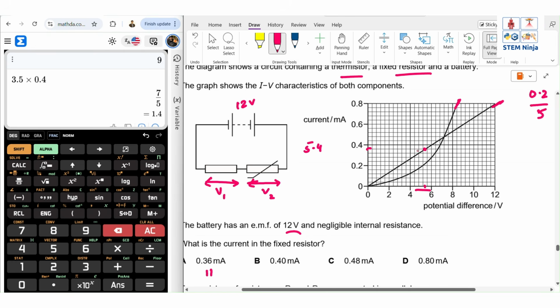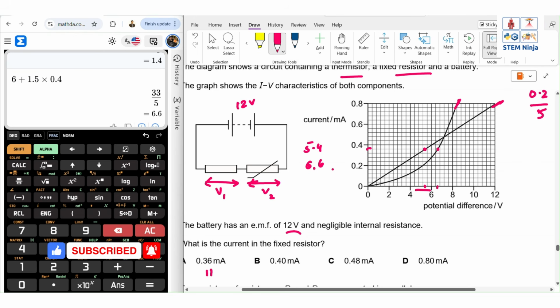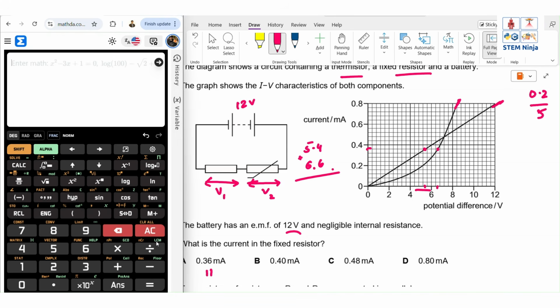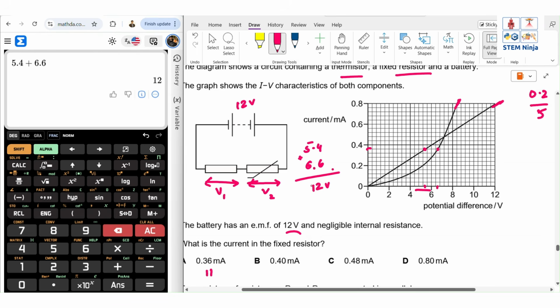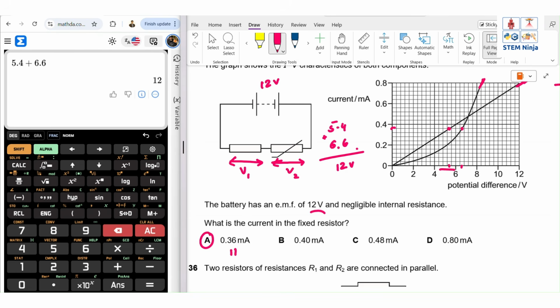So 5.4. Now we need to know the other one. The other one is over here, 1.5. So 6 plus 1.5 times 0.4, that is 6.6. Sorry. So if we add them up, let's see whether this adds up to 12 or not. 5.4 plus 6.6, it does add up to 12 volts. So I don't think we have to look at every option now, because we now know this.